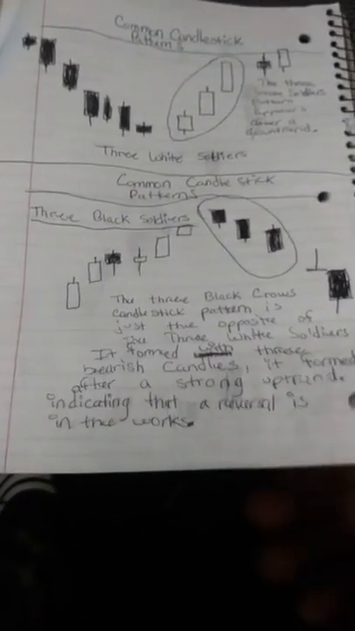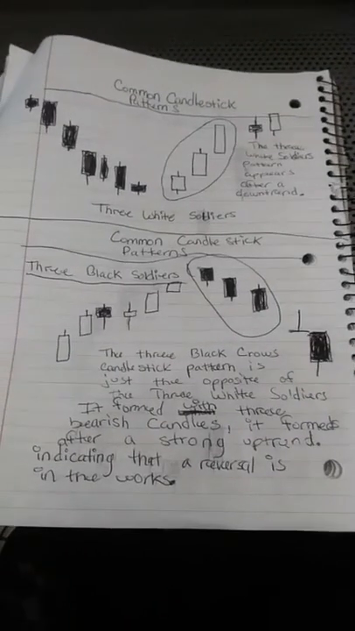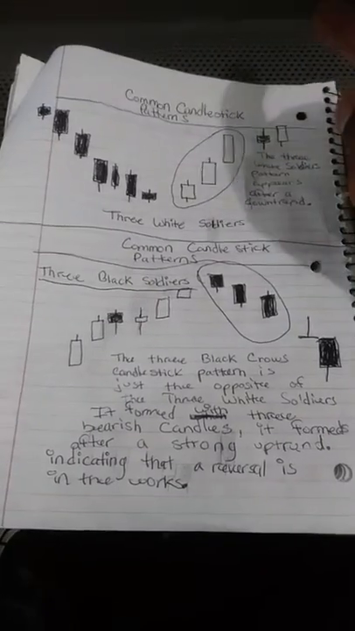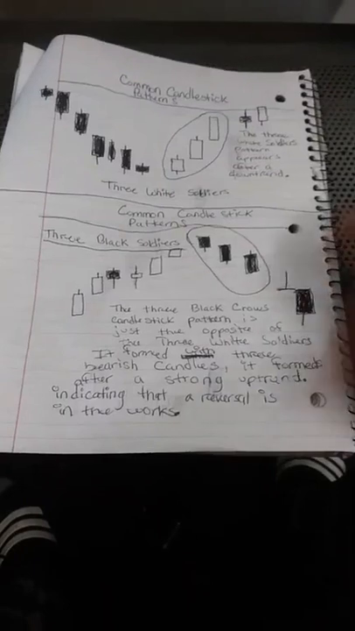Okay, got a few more we're gonna go over. Alright, so the 3 white soldiers pattern. It forms after a downtrend. You can see it's 1, 2, 3, 3 white soldiers, a 3 candlestick pattern. It's a bullish continuation 3-day candlestick pattern. It means it wants to go back up. So when you see 3 white candlesticks form after a downtrend, it's called 3 white soldiers, meaning price wants to go back up.